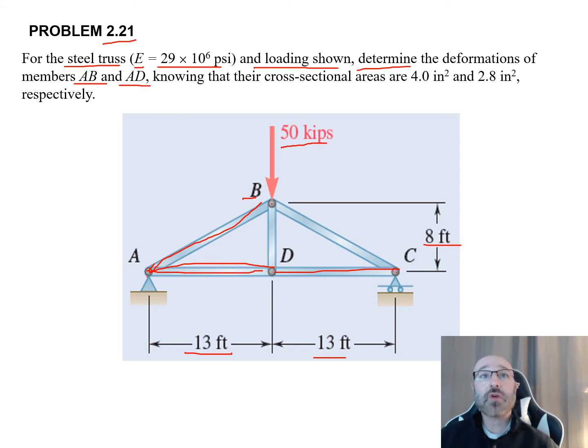They also tell us the cross-sectional area of AB is 4 inches squared, from A to B, and the cross-section of member AD is 2.8 inches squared. So that's all the information they're giving us in the problem statement and the initial given diagram. What we're looking for here are the deformations, or deltas, of AB and AD. So from here, we want to take this information from the given diagram and problem statement and create our setup page.